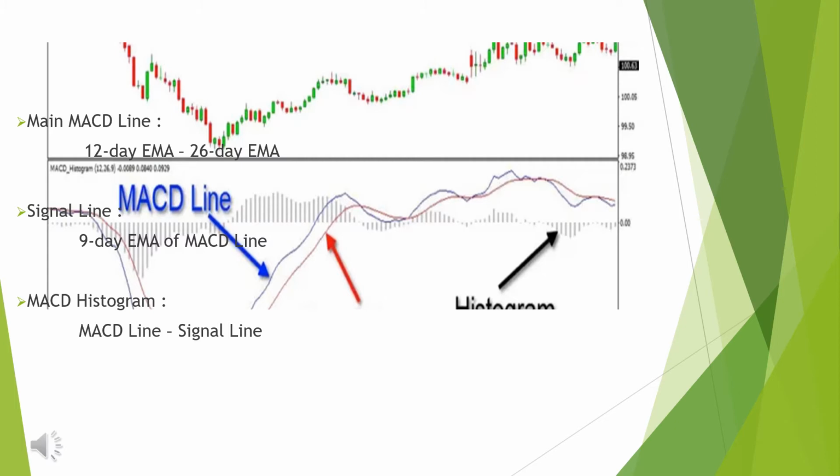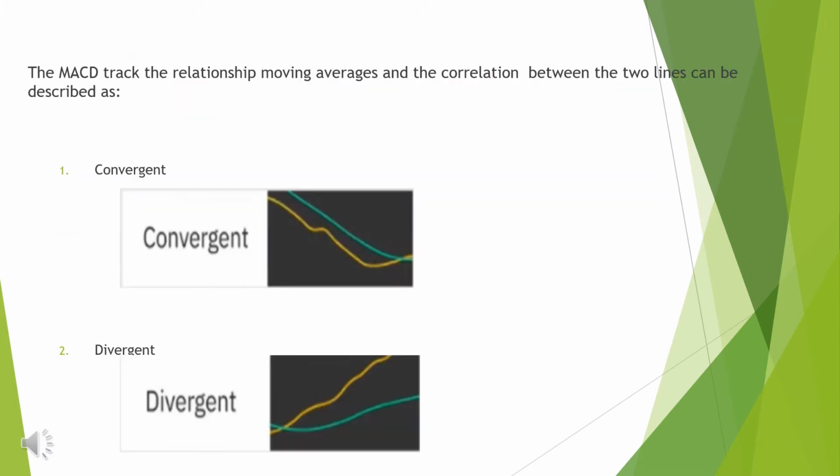Instead of adding a third moving line, the histogram is made of a bar graph, making it visually easier to read and interpret. As the name suggests, the moving average convergence divergence tracks the relationship between moving averages, and the correlation between the two lines can be described as either convergence or divergence. Convergence is when the lines gravitate toward one another, and divergence is when they move apart.